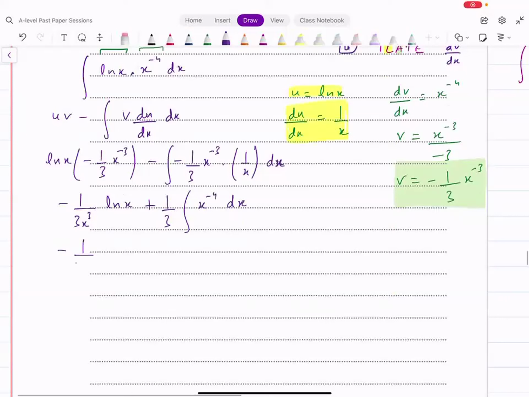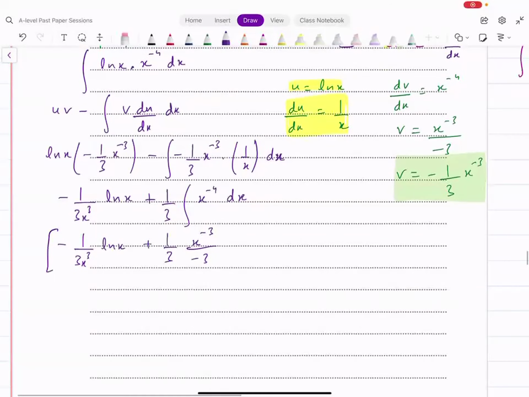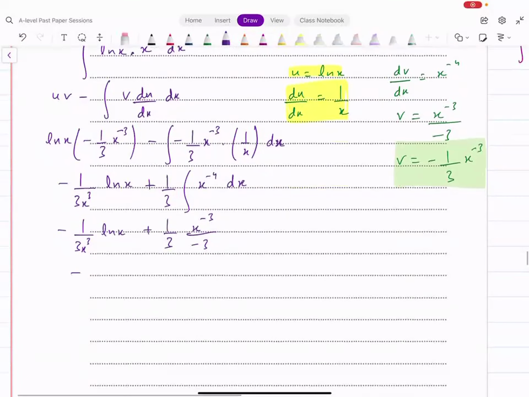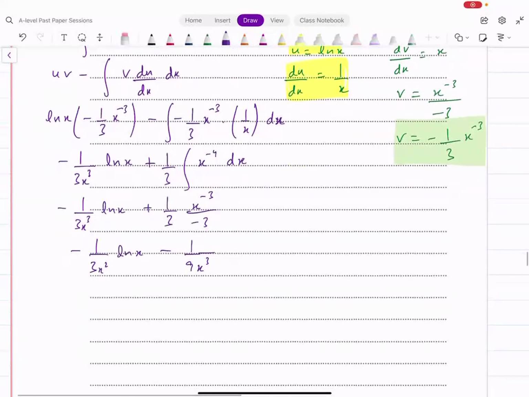इसको इंटीग्रेट करेंगे तो हमें क्या मिलेगा? We will get plus 1 over 3 into x raised to power minus 3 divided by minus 3. And now we've got to input the limits. एक दफा और थोड़ा सा और सिंप्लीफाई कर लेते हैं before we actually input the limits. Minus 1 over 3x square ln x minus 1 over 9 x cube. That is what the integral turns out to be. ये आपकी इंटीग्रेशन कंप्लीट होगी इस पॉइंट के ऊपर.